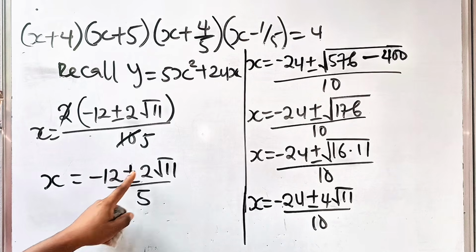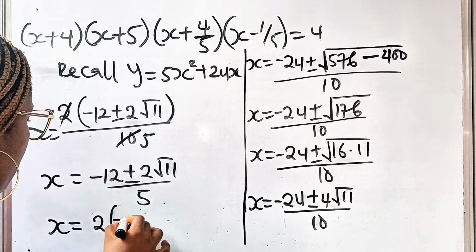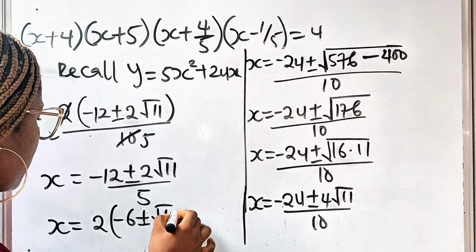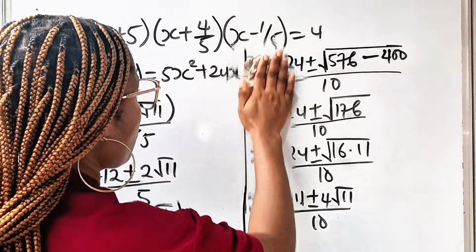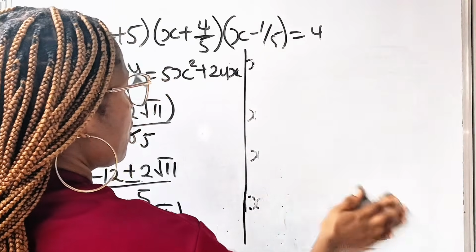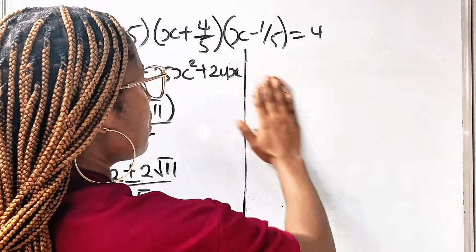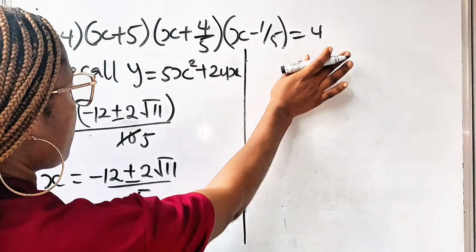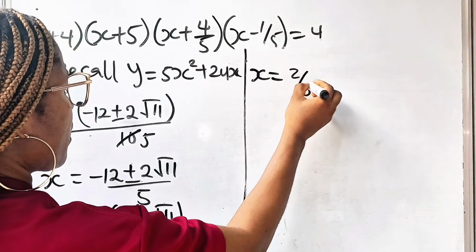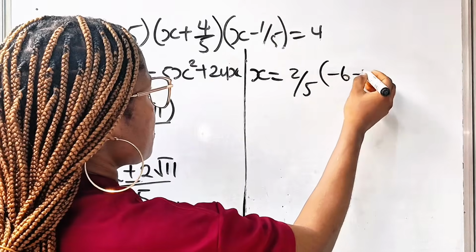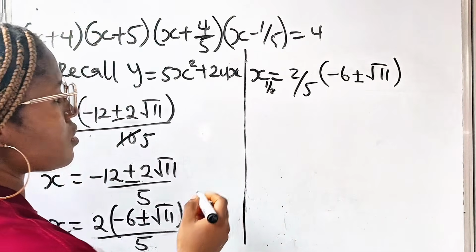Now we can still bring out 2 from both sides. So we have x equals 2 brackets minus 6 plus or minus root 11 divided by 5. So moving forward, we can actually have our x to be equal to 2 over 5 brackets minus 6 plus or minus root 11. So that is our x1 and x2.